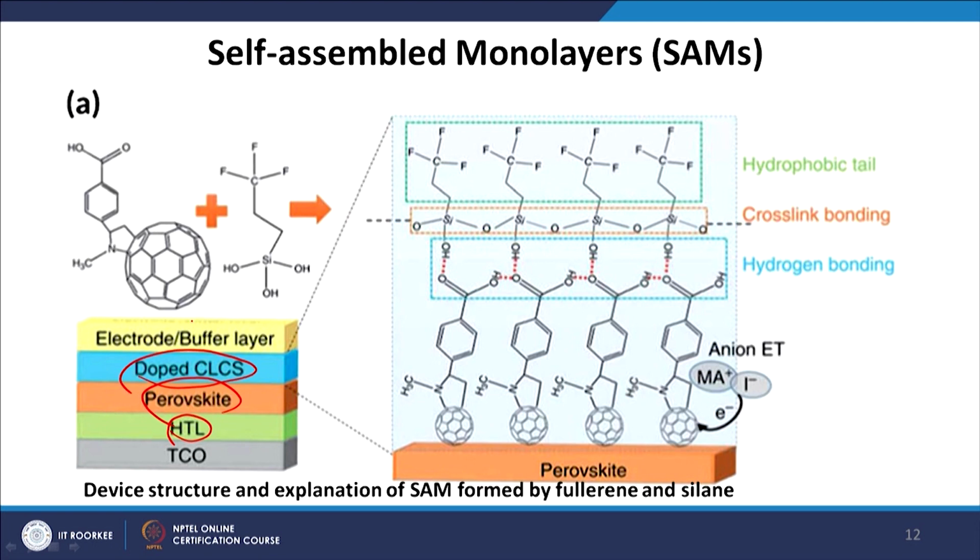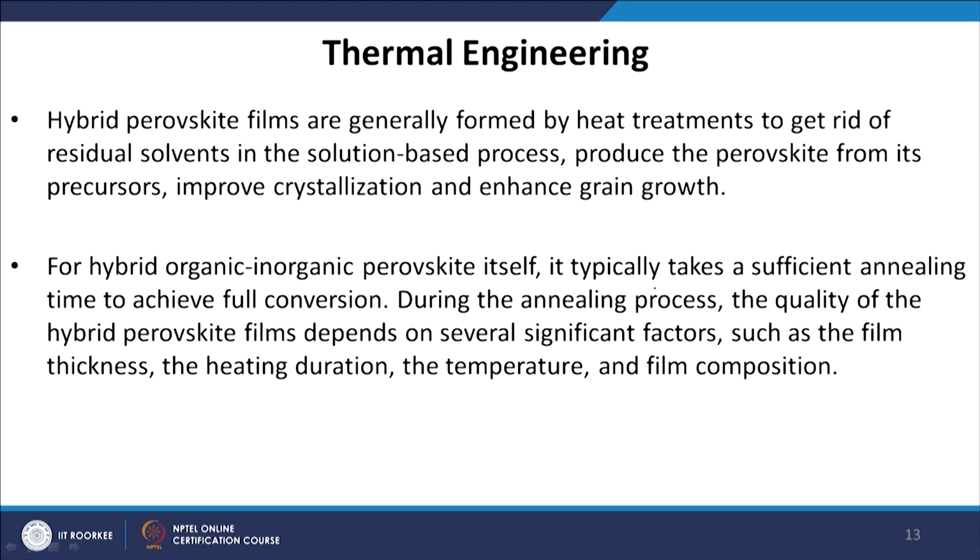So, here we are showing an example of a silane, where we put a cross-linkable silane bonding which has a hydrophobic tail protruding towards the outside. So, that makes a hydrogen bond with the transport layer, and that increases the stability and the efficiency of the perovskite solar cell. Another important technique in the morphology optimization is thermal engineering.